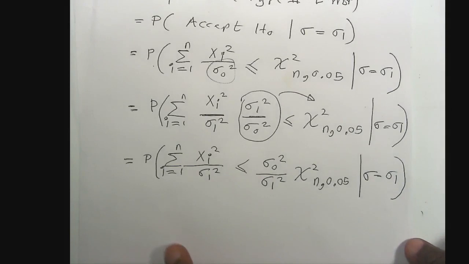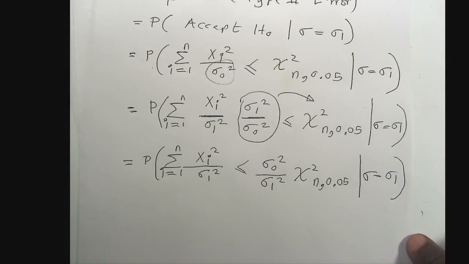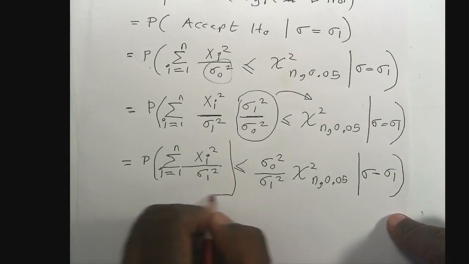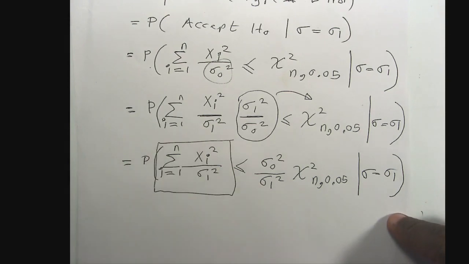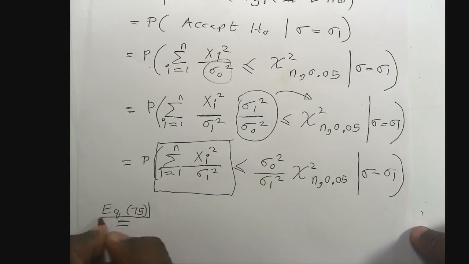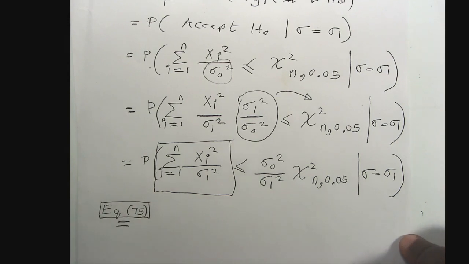this. Now, once again, the same argument. Given that the true value for sigma is equal to sigma 1, this guy here must have the chi-square distribution with n degrees of freedom, right? So the argument I'm using here is exactly the same, based on equation 75 in the lecture notes. This must have the chi-square distribution with n degrees of freedom.